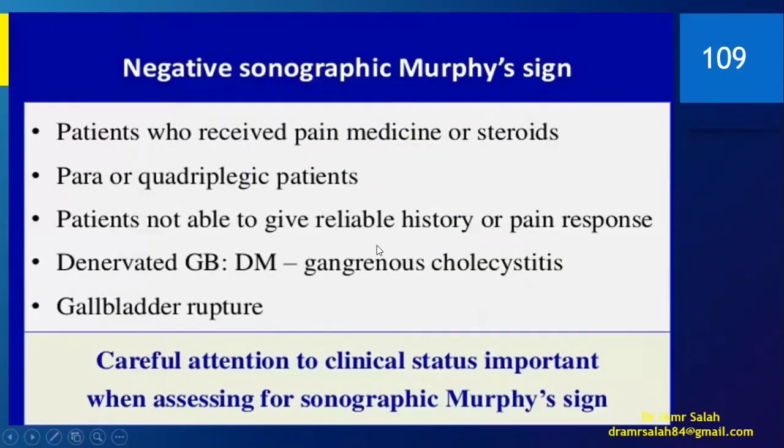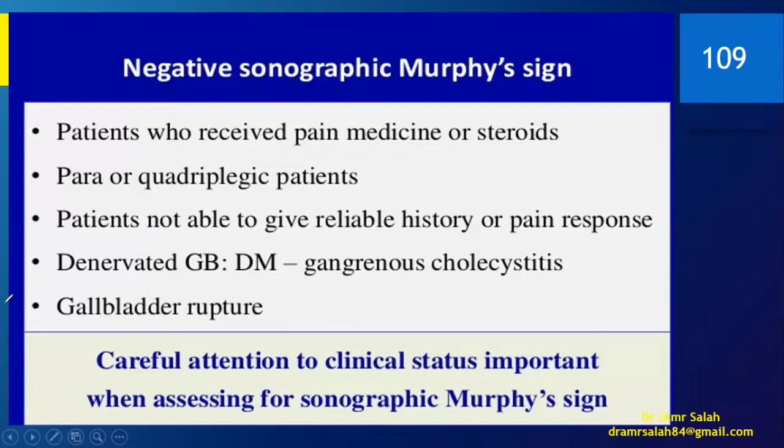Okay, now let's start with the Murphy sign. Even the Murphy sign is not specific for acute cholecystitis. What I mean here is that a patient might have acute cholecystitis without a Murphy sign. How is this possible? If he has, absolutely correct, if he has diabetes.